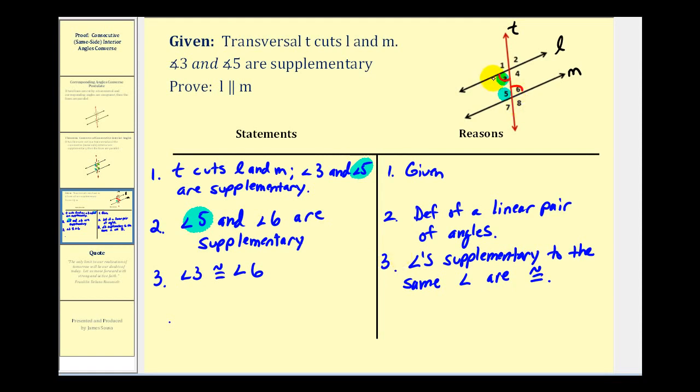So now that we have angle 3 and angle 6 congruent, notice they are alternate interior angles, and we just proved the alternate interior angles converse, which states that if these angles are congruent, the lines must be parallel. So line L is parallel to line M by the alternate interior angles converse.